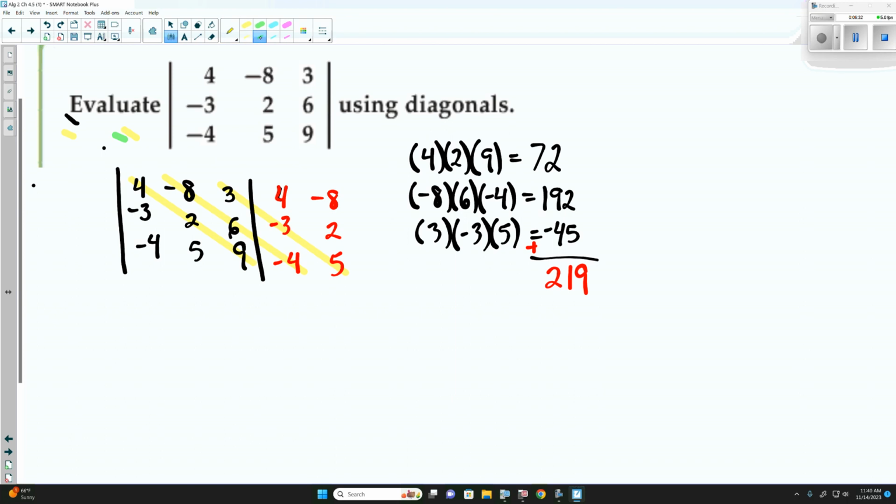Question on this process so far? So we're halfway done. Now, because on the other we went left to right, now we're going right to left. So our first one is going to be negative 8, negative 3, 9. And we're going to multiply those together.